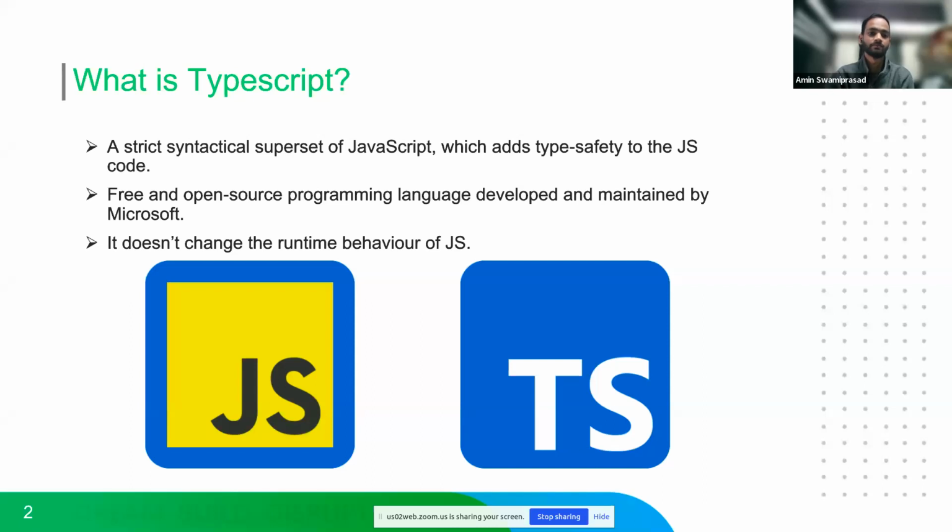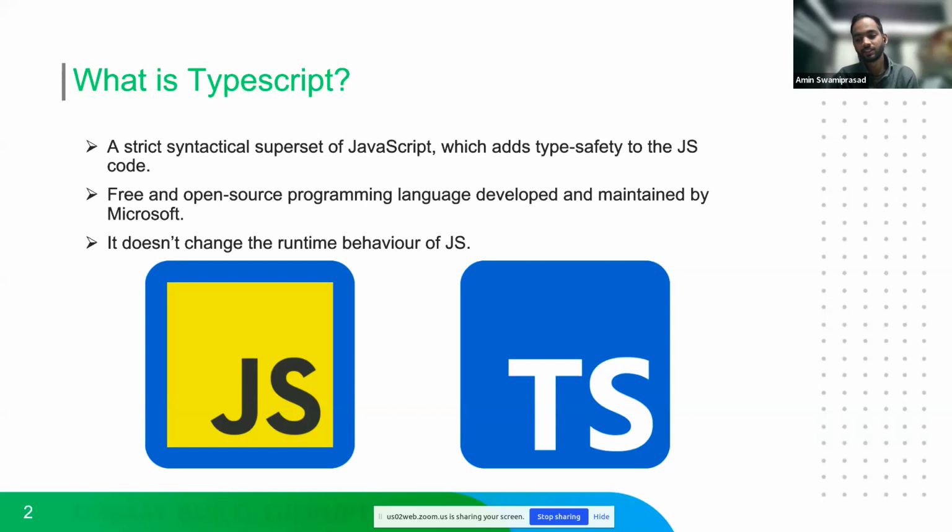It is a superset of JavaScript, which adds type safety to the JavaScript code. All of us know that JavaScript does not have this static typing in it. So TypeScript fulfills this need in JavaScript, and we can add static types in JavaScript. And it is a free open source programming language. It is developed and maintained by Microsoft, and it does not change the runtime behavior of JavaScript.